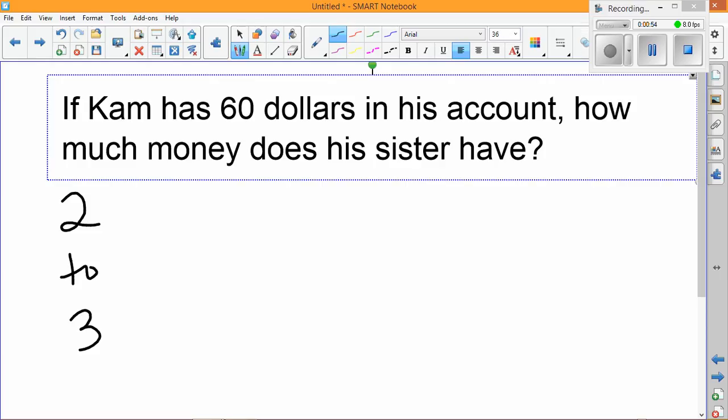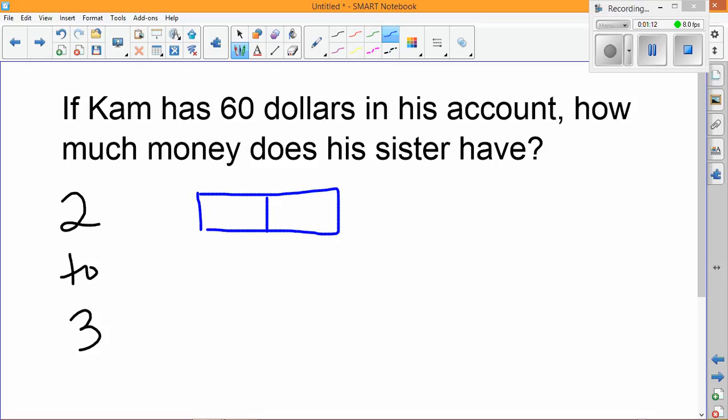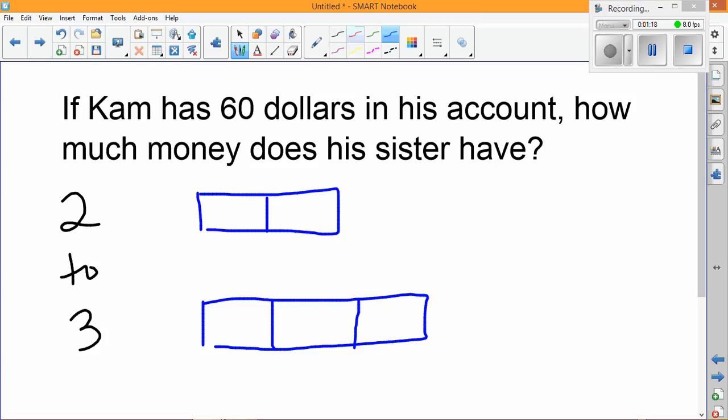So I'm rewriting the ratio on this page. And the question is asking us, if Cam has $60 in his account, how much money does his sister have? To solve this, I'm going to do a tape diagram. So let's draw out the ratio. So there are $2 to every $3 that his sister saves. So this is Cam, and this is the sister.